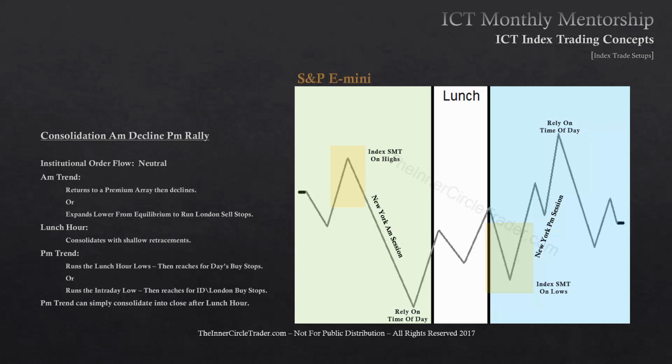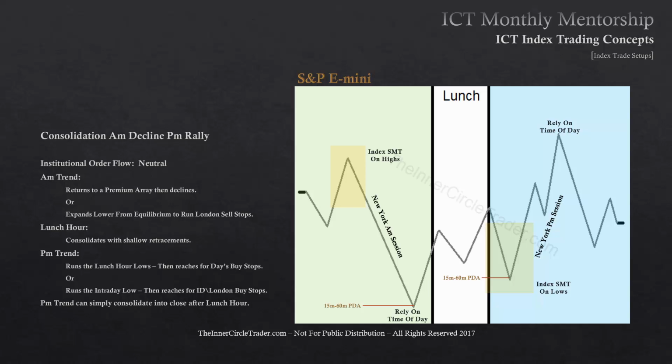So generally around 2 o'clock in the afternoon, it creates that comparable high in the PM session. The AM session low is many times a 15 or 60-minute discount PD array. And the afternoon, again, is also a 15 to 60-minute PD array or discount array. The afternoon low could run just the lunch low, or it can run the intraday low formed in the AM session.